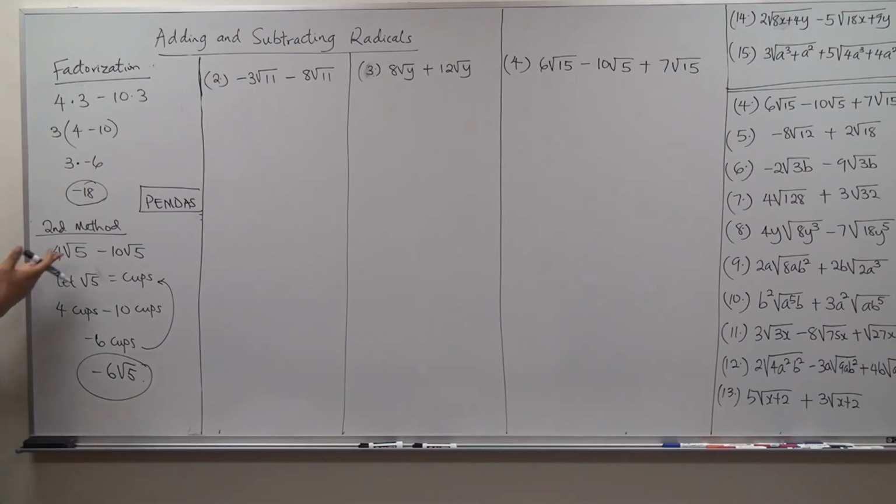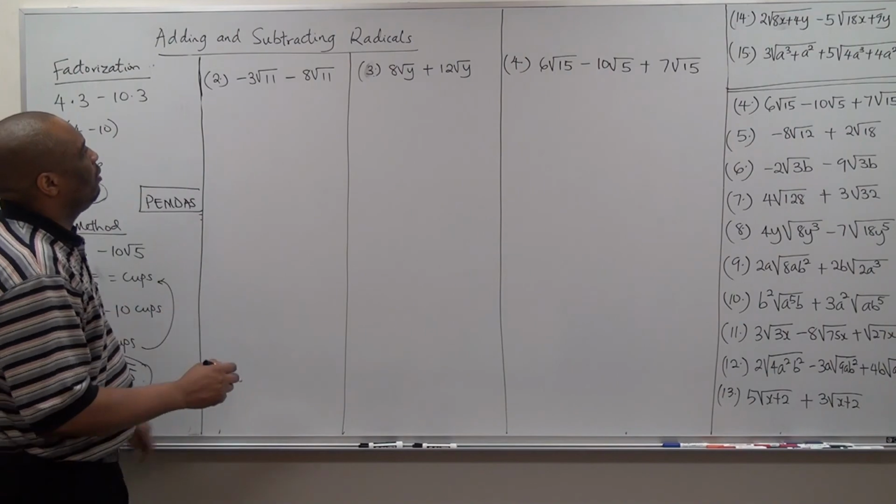You know, you can let the radical be equivalent to cups or dollars or something, and then you just substitute, and you put it back. You substitute cups for square root of 5, and then you substitute back and put back the square root of 5. But I will be using the factorization method. If you use this method, that will still work.